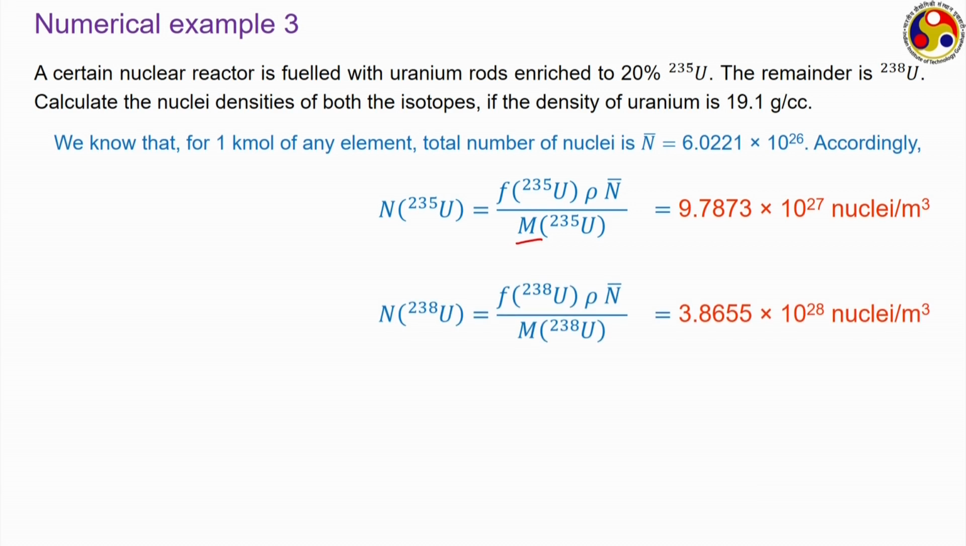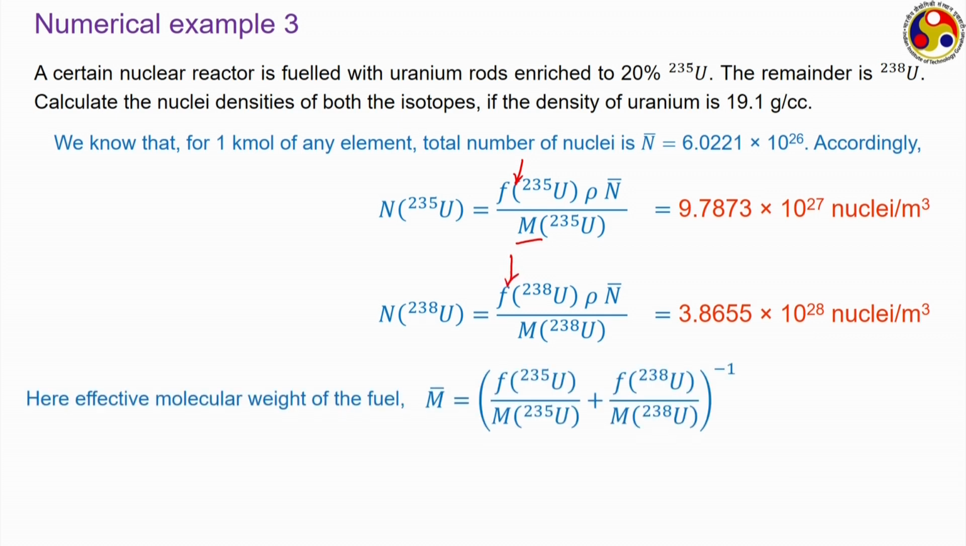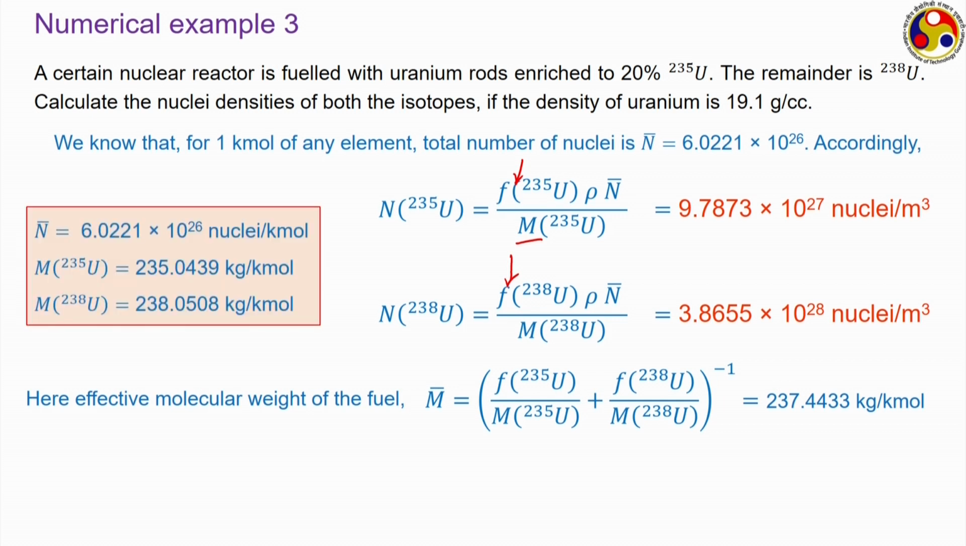Similarly, we can also calculate the number of nuclei for uranium-238. In this case, F is 20% or 0.2, whereas for U-238 this is 0.8. If we need to calculate the effective molecular weight of the fuel that this particular nuclear reactor is dealing with, that also can be calculated as F by M for U-235 plus F by M for U-238, inverse of that, and that comes to about 237.4433 kg per kilomole. Here we are again using the Avogadro number and the molecular weight for U-235 and 238. This information, of course, you have to take from some data book or it will be provided in the problem.